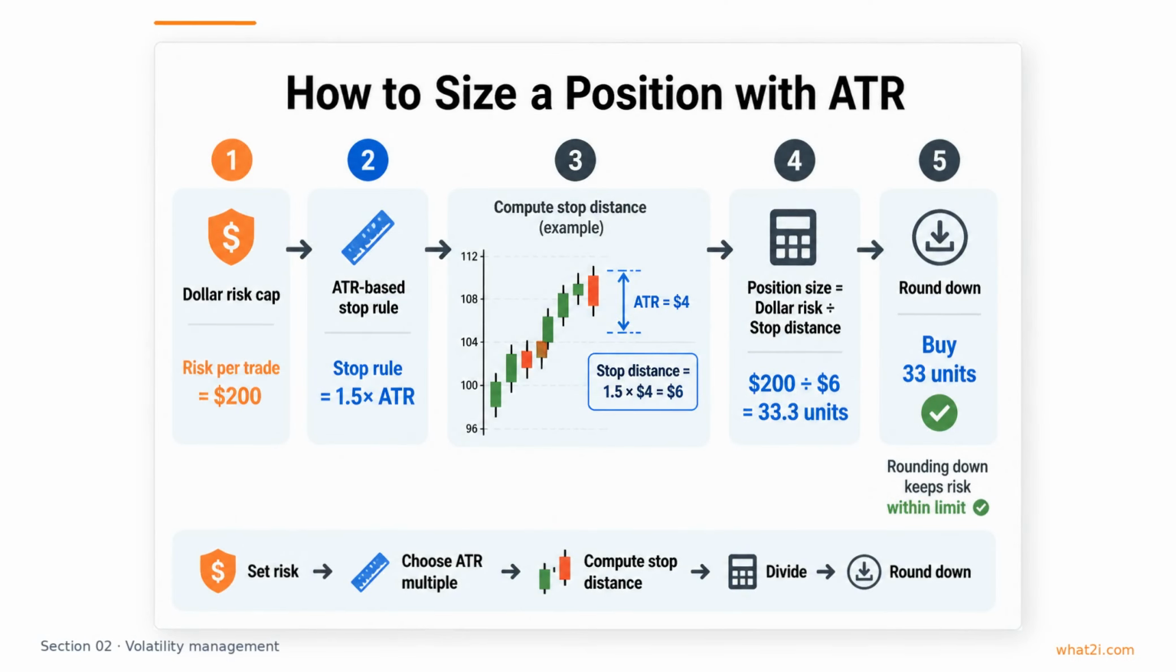Using ATR for sizing follows a simple sequence. First, decide the maximum dollar amount you are willing to lose on the trade. Second, choose a stop rule, such as 1.5 times ATR or 2 times ATR, depending on the strategy. Third, convert ATR into a stop distance using that multiple. Then divide your dollar risk budget by the stop distance to find the number of units you can hold. As with any risk calculation, round down rather than up. That small act of caution keeps the trade inside the limit you chose.